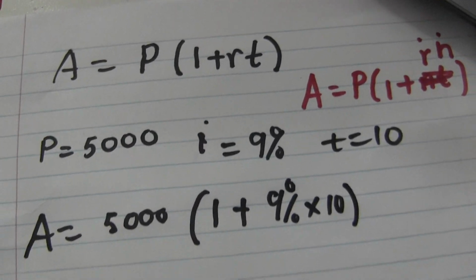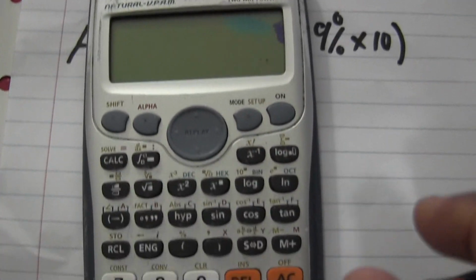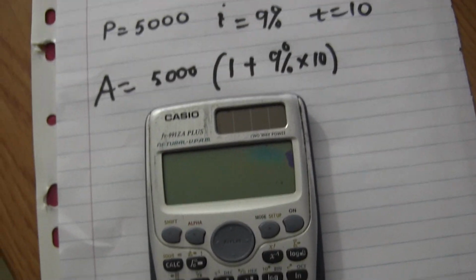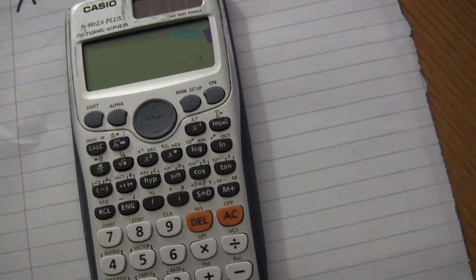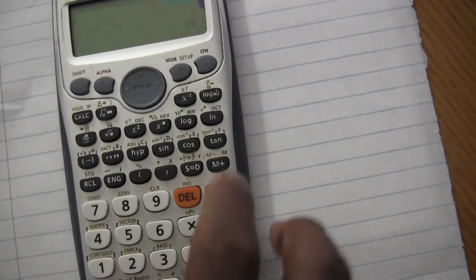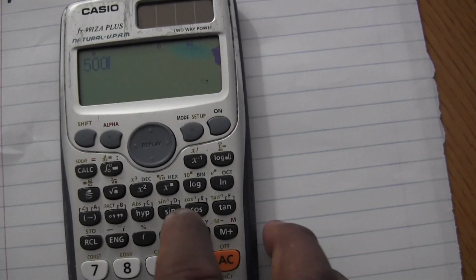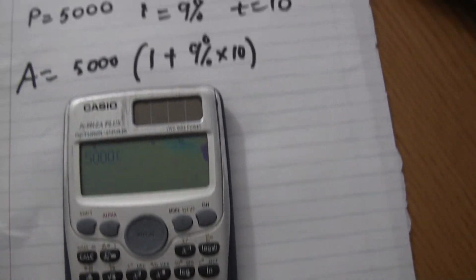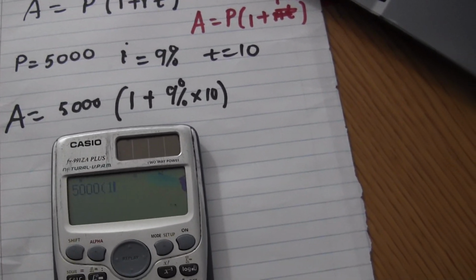Okay, simple. That is for simple interest, remember. So you check your calculator. Okay, let's plug it in. So 5,000, excuse me, I forgot to switch it on. 5,000, then write your bracket. After the bracket, you put 1, exactly what is written there, 1, and then we plus.